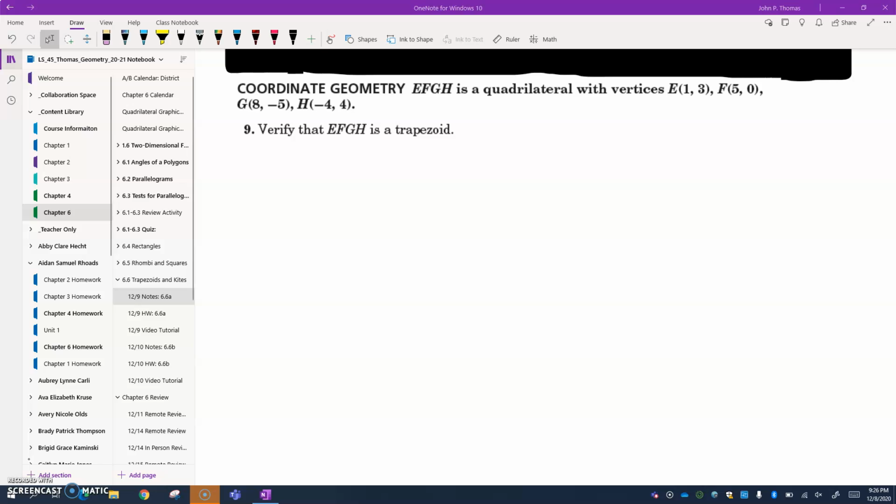Alright, so in 9, it says verify that EFGH is a trapezoid. First thing that I look at with these is I'm going to start them the same way I did with our parallelogram problems, and I'm going to draw a quick sketch. Now, the sketch just needs to be good enough that you can get the relative positions of these. So don't strive for a perfect graph here. A quick graph is totally fine. Just make sure you label as you go.